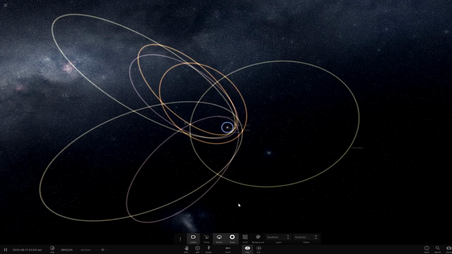Universe Sandbox Squared is, of course, the sequel to Universe Sandbox, not to be confused with Universe Sandbox 2, which was actually the first version of Universe Sandbox appearing on Steam.